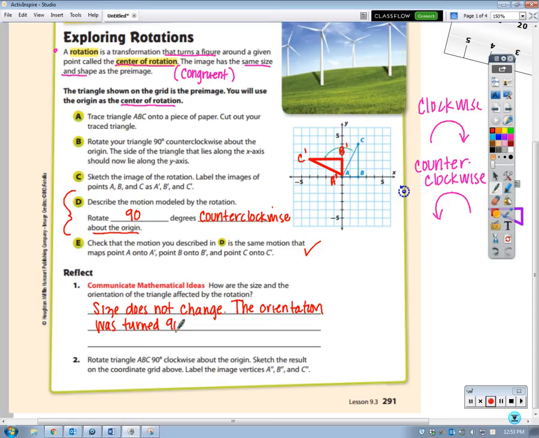I'm going to say 90 degrees, counterclockwise, because that's what we rotated it by. And then I'm going to clarify what that did to our orientation, and I'm going to say what was up is now left.